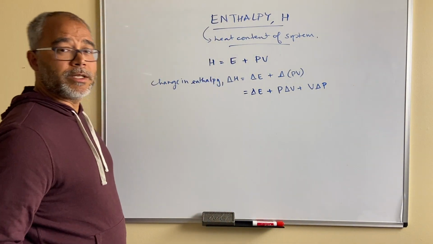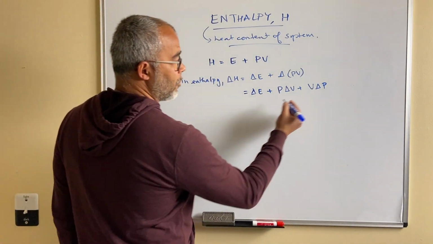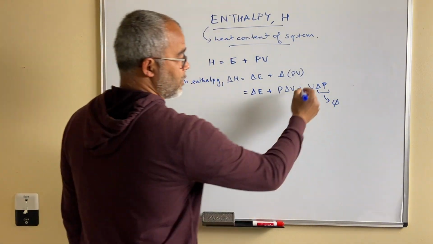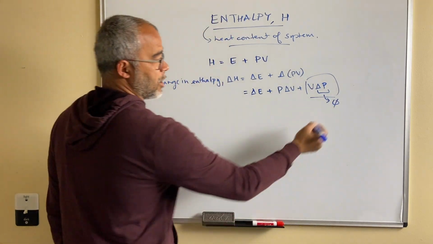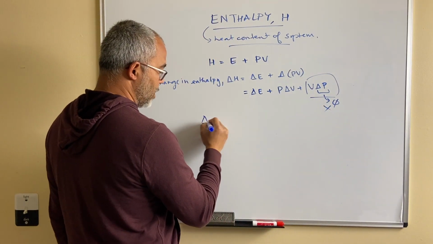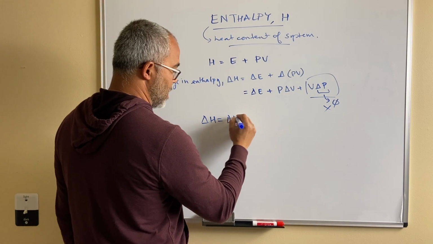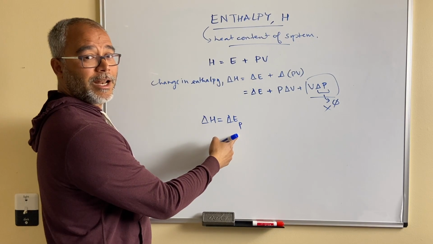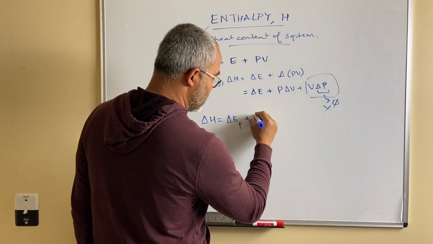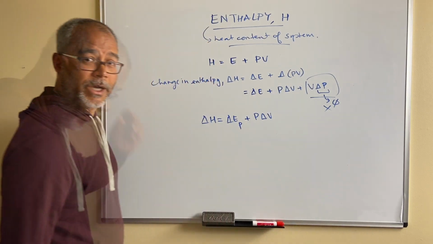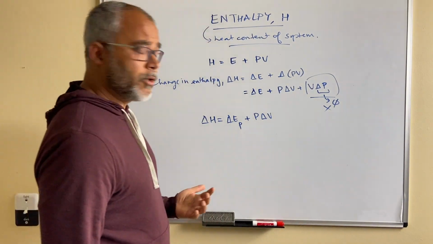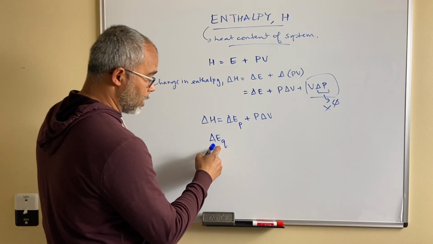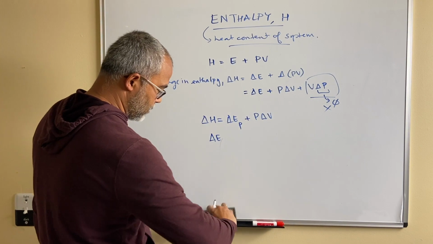Since we're interested in a constant pressure system, notice the delta P term becomes 0 because pressure is not changing. Therefore this entire term collapses and vanishes from the system. So we can rewrite this as delta H equals delta E, with a little P as a subscript to denote that the change in internal energy is happening at constant pressure, plus P delta V.